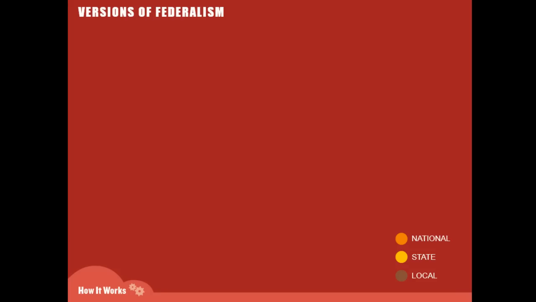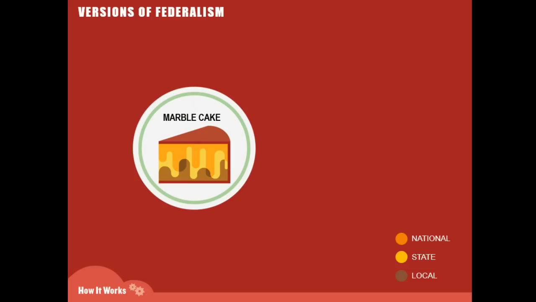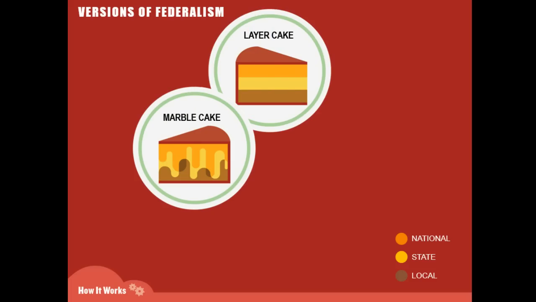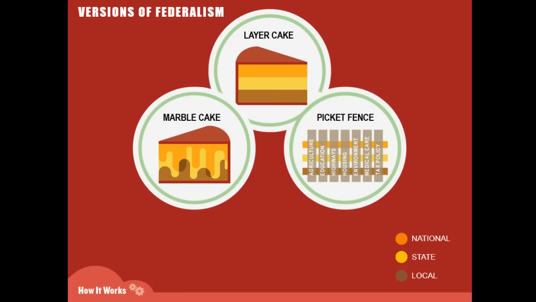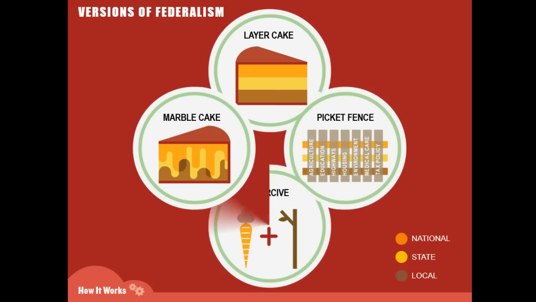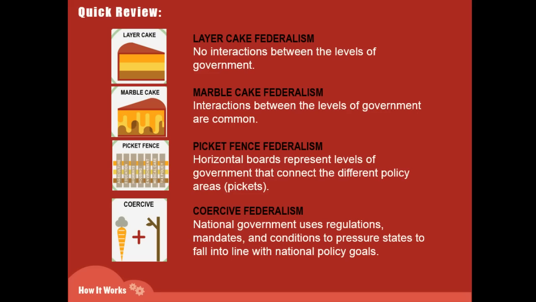So let's look at some versions of federalism here. We have our marble cake federalism, our layer cake federalism, and our picket fence federalism. And then coercive federalism. In layer cake federalism, we separate those layers of authority. In marble cake federalism, we mix them together. In picket fence, we go by policy type. And in coercive, we use the carrot and the stick and give more responsibility to the federal government.